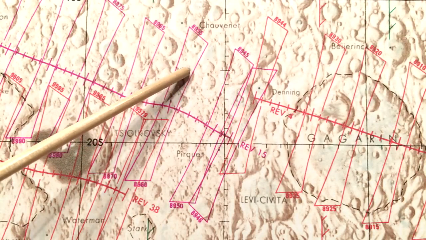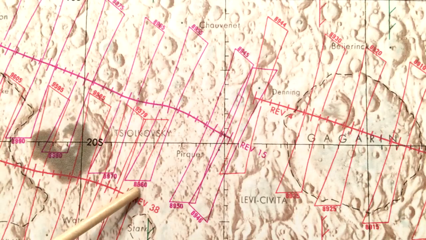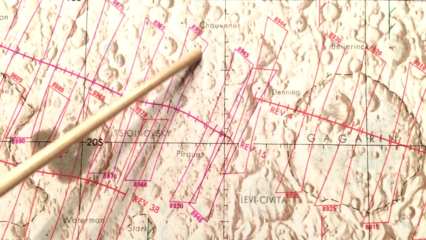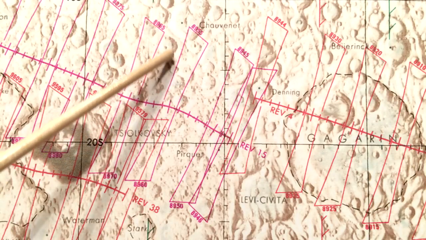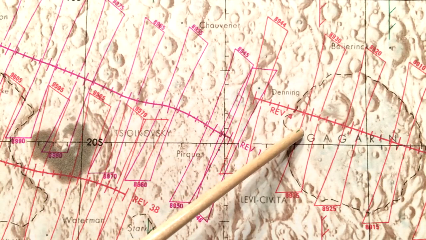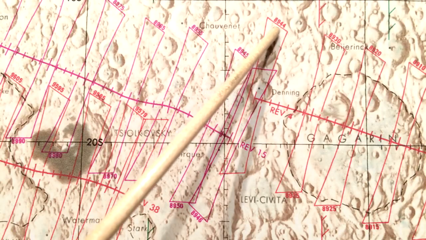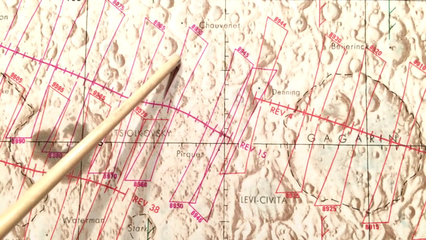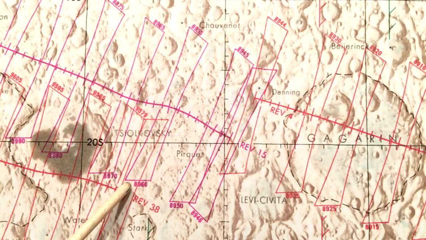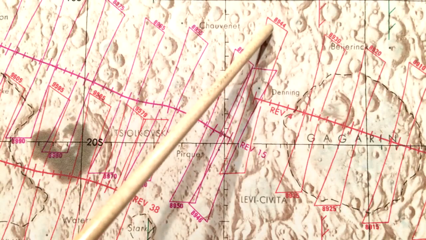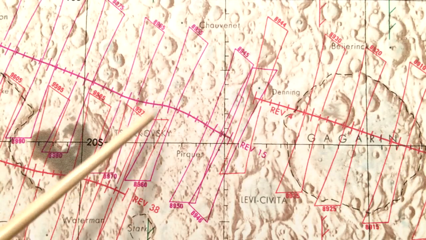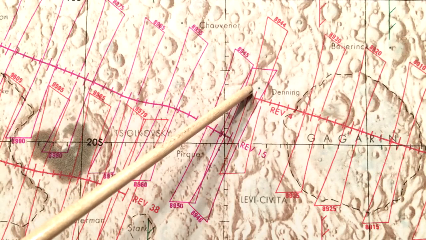The lines that are superimposed on this relief map represent photographs that were taken of the lunar surface by the command and service module of Apollo 15. So you'll see numbers attached to all of these odd elongated shapes. So the numbers are the numbers of particular photographs. The colors, the purple and the red, represent the film canisters that the pictures came from.